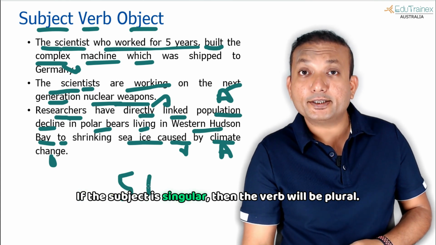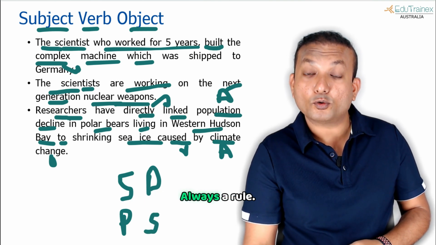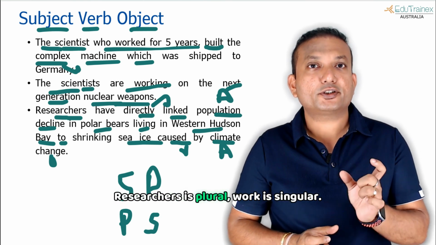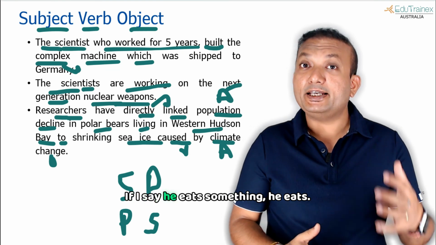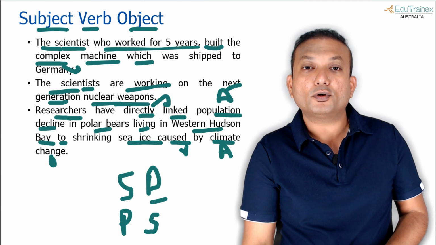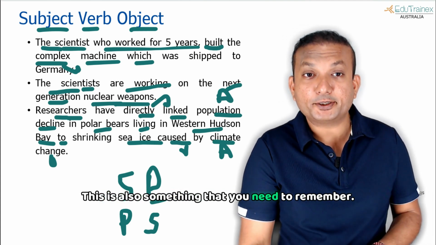Okay, now there is one more rule that I wanted to tell you. If the subject is singular, then the verb will be plural. If the subject is plural, the verb will be singular. Always a rule. The researchers work on something. Researchers is plural, work is singular. If I say he eats something, he eats. So you see the verb is plural in case of singular subject. This is also something that you need to remember.